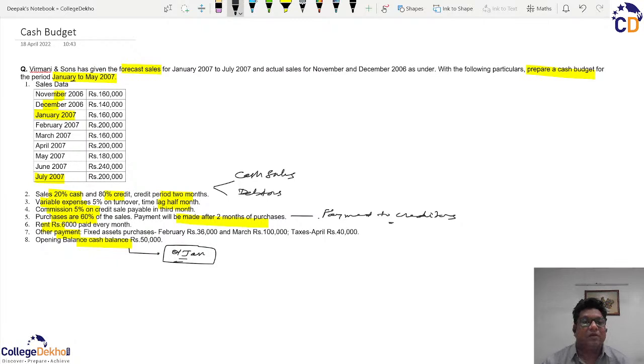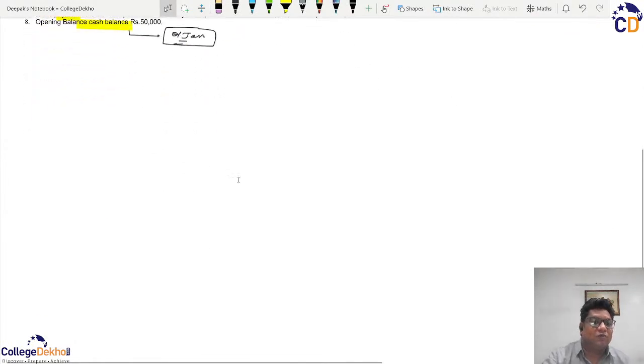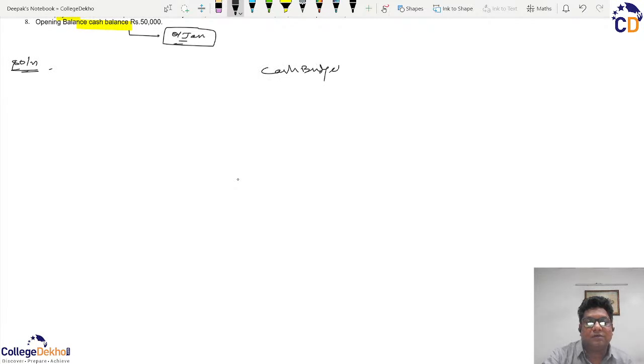When we make this cash budget, there is a specific format. So I will just focus on this format. If we go for the solution, this will be a cash budget for the period January to May.